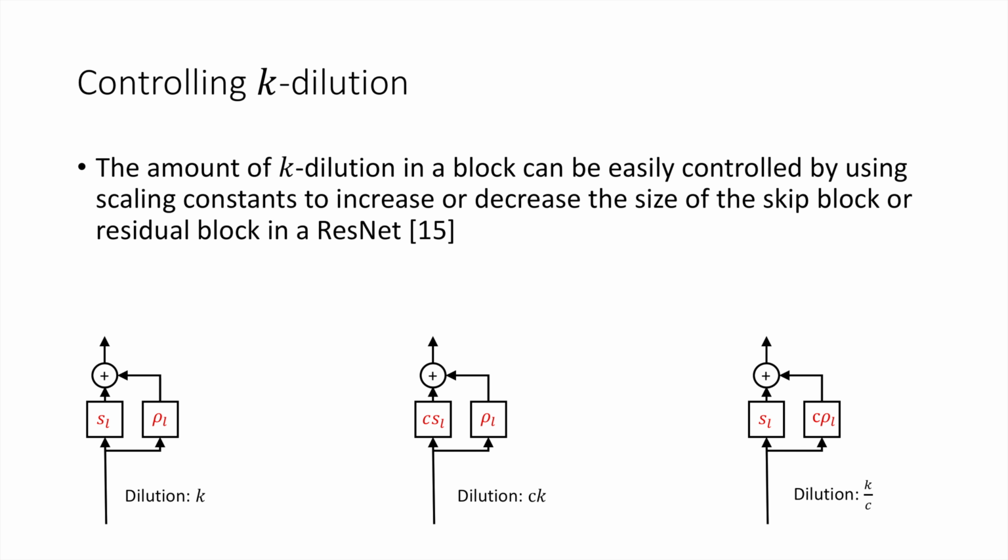It is worth knowing that the amount of k-dilution in a block can be easily controlled by using scaling constants to increase or decrease the size of the skip block or residual block in a ResNet. If a block is k-diluted, scaling the skip block with a constant c causes it to be ck diluted. Scaling the residual block with a constant c causes it to be k over c diluted. It is important to remember that in most practical ResNet architectures, introducing constants at a single block has knock-on effects on the dilution level of other blocks.